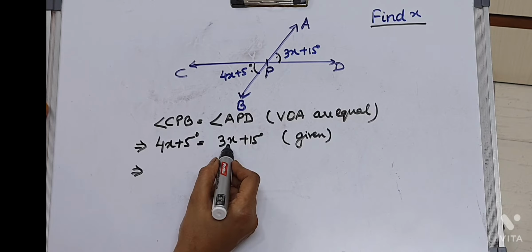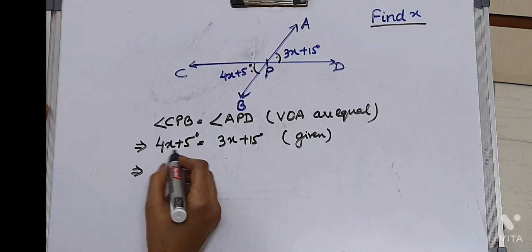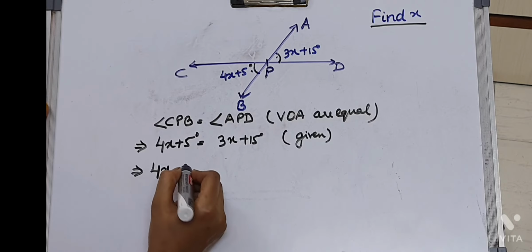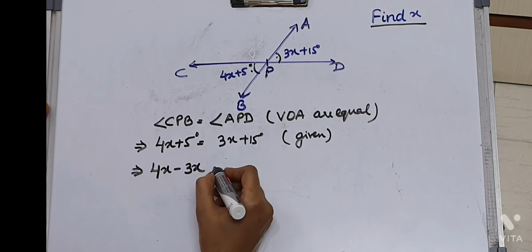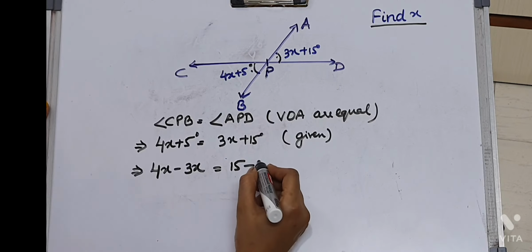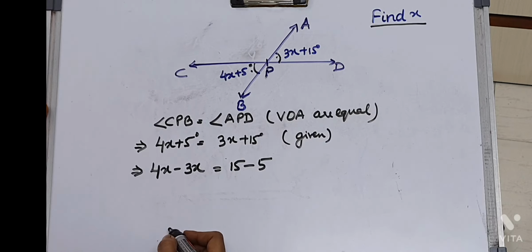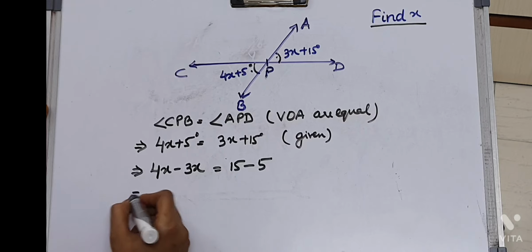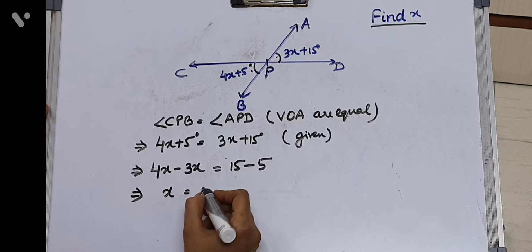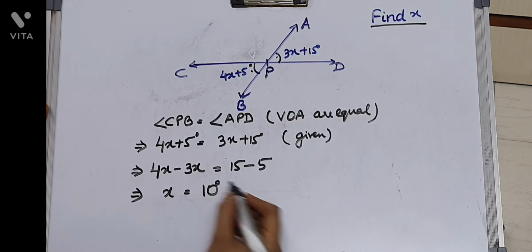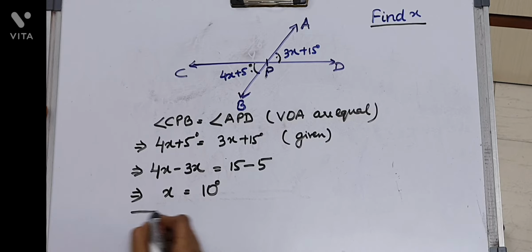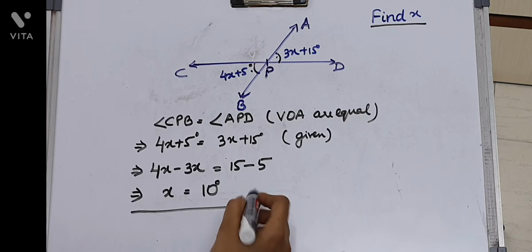Now we will take the x part on one side and the numbers on the other. So 4x minus 3x. 3x will come this side, 5 will go that side, so it will become minus. That is equal to what? x is equal to 10 degrees. So this is how we are going to find the value of x.